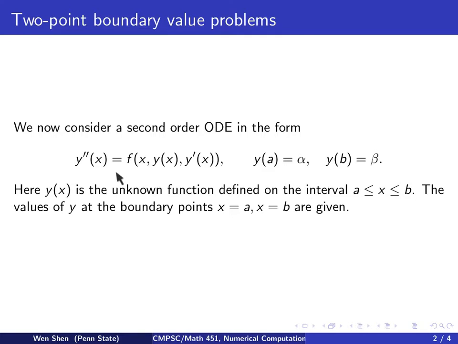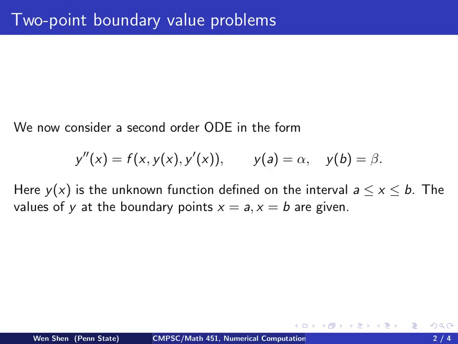So the function is defined on the interval for x between a and b. And at a, the value of y is given to be alpha, and at b, the value of y is given as beta. Notice that this is very different from the initial value problem.